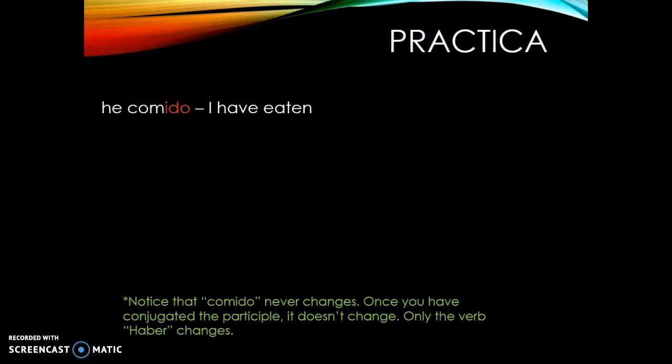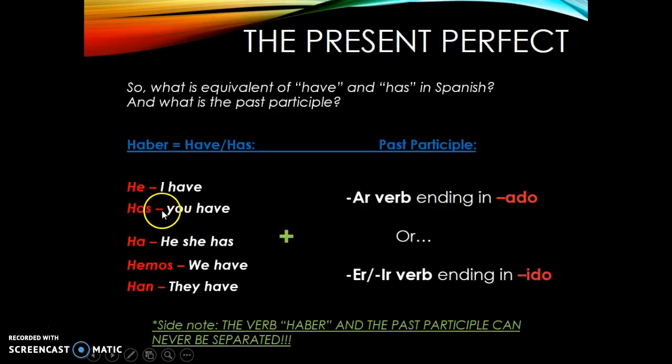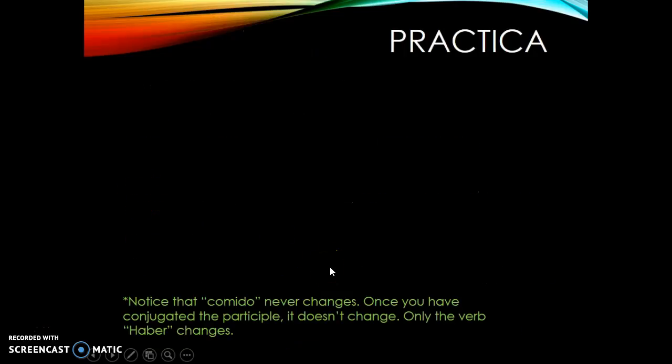So let's have some práctica. Let's take the verb comer, to eat, which is an ER verb, and let's conjugate this in the present perfect. So how will we say I have eaten? He comido. Again, coming back to the slide, what is I have? In regards to the present perfect, it is he, and then the eaten would be comido, right? The verb is comer. We take off the ER and we add ido.